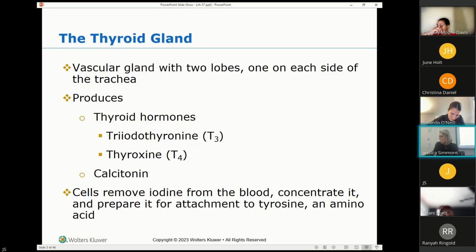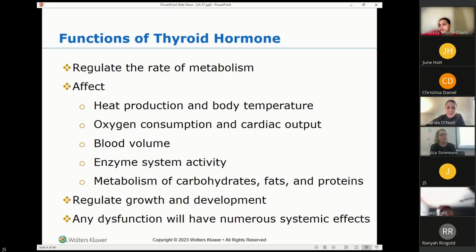So, the functions of the thyroid: they regulate the rate of metabolism. The effect on heat production and body temperature. So the thyroid helps with body temperature regulation. Oxygen consumption and cardiac output. Blood volume, enzyme system activity, metabolism of carbohydrates, fats, and proteins. The thyroid regulates growth and development, and any dysfunction will have numerous side effects. So the thyroid is extremely important for growth and development.